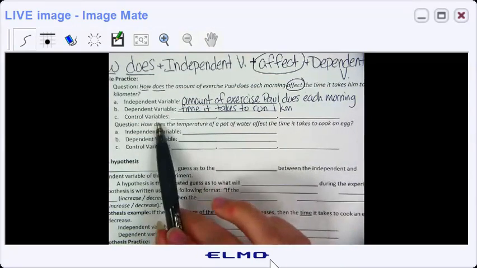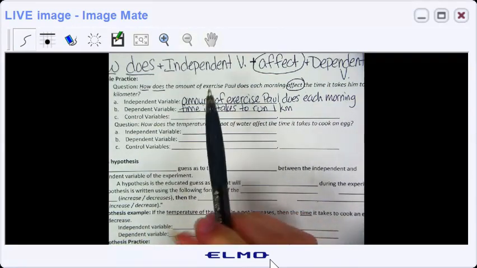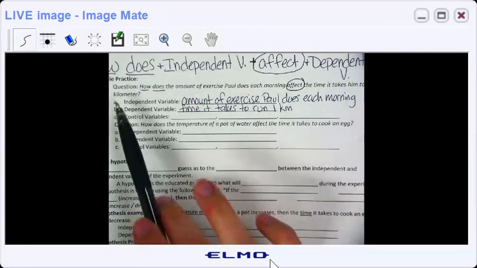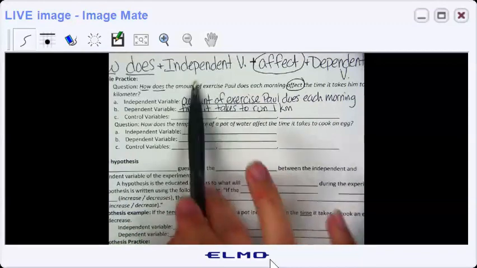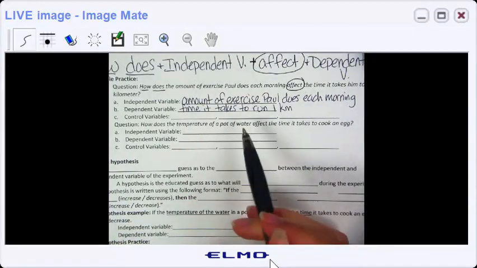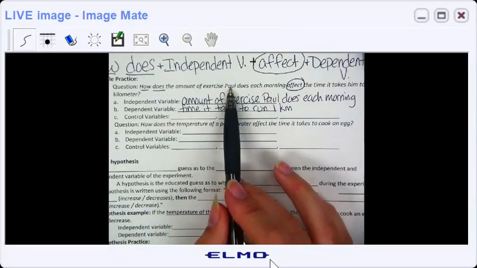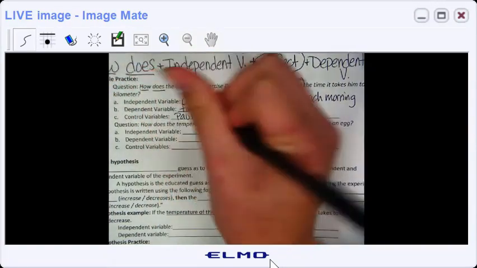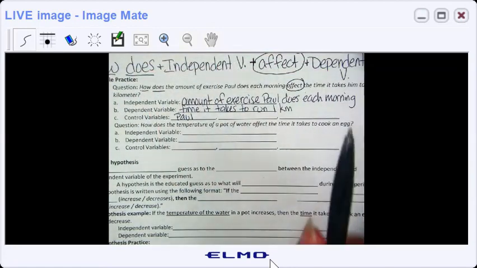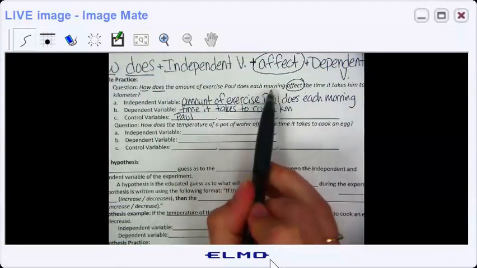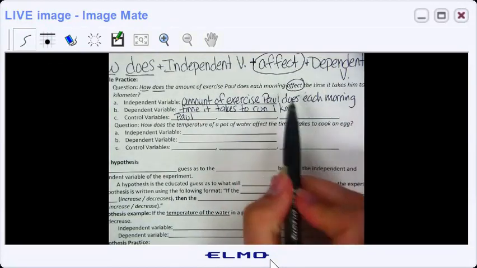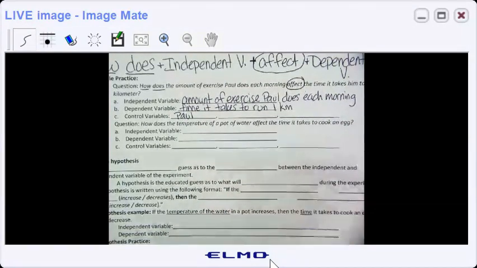Another way to find your control variables is to think about if you did the experiment. So if you had a friend named Paul and you were timing how long it takes him to run a kilometer after doing exercise, think about some things that would need to be the same. So you're measuring a certain person, Paul, so that is one control. You write down Paul or the person. Another thing, we said it's in the morning. So some people have more energy in the morning, some people have more energy at night. So that is something that is specific. It needs to stay the same.